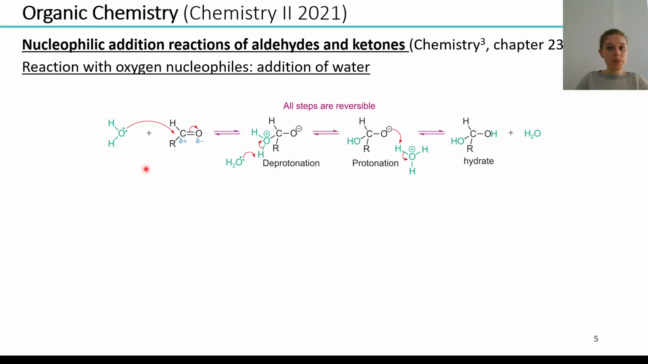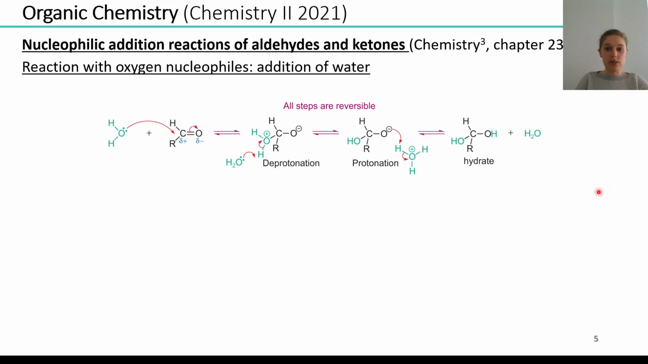In the first step, a lone pair of electrons of the oxygen atom of water attacks the partially positively charged carbon atom of the carbonyl group, and hereby an intermediate is formed which contains both a positive and a negative charge. Subsequently, this intermediate gets deprotonated by water, and hereby another intermediate is formed which now has a negative charge. Then in the last step, this negatively charged intermediate gets protonated by the hydronium ion, and the product, the hydrate, as well as water, is formed.